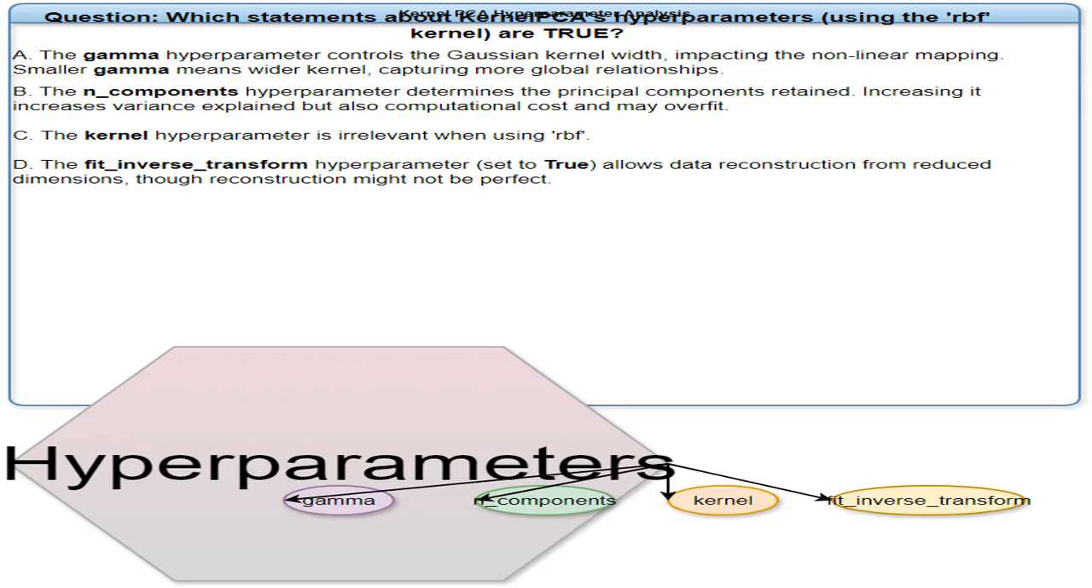I see gamma as the control knob for the width of the Gaussian curve in the radial basis function, RBF, kernel. A smaller gamma means a wider curve, considering more data points broadly. A larger gamma makes a narrower curve, focusing more on local details. Think of it like adjusting the zoom on a map. Smaller gamma equals wide view. Larger gamma equals zoomed-in view.